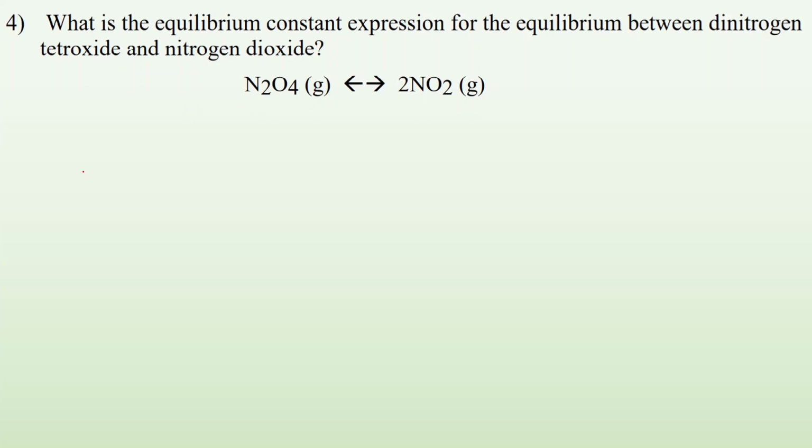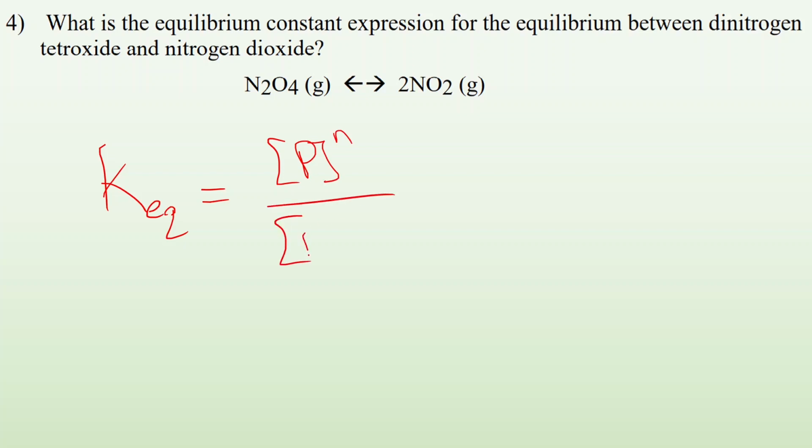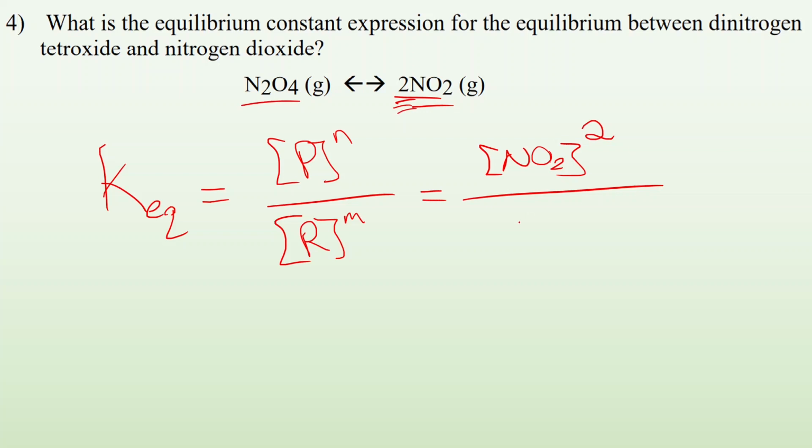All right, 4, what is the equilibrium constant expression for the following equilibrium between dinitrogen tetroxide and nitrogen dioxide? The equilibrium constant expression is going to be equal to the concentration of the products to whatever their coefficients are over the concentration of the reactants to whatever their coefficients are. So what are my products? I got NO2, and its coefficient is a 2, so it's going to be the concentration of NO2 to the second power, divided by the concentration of the reactants, N2O4 to the 1, since there's no number written there. You could write the 1, you don't have to, but that's the equilibrium constant expression for that equilibrium.